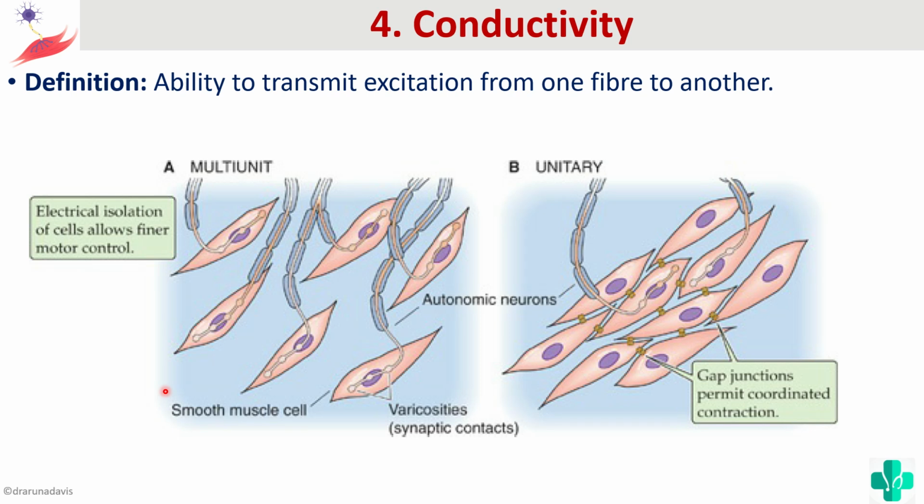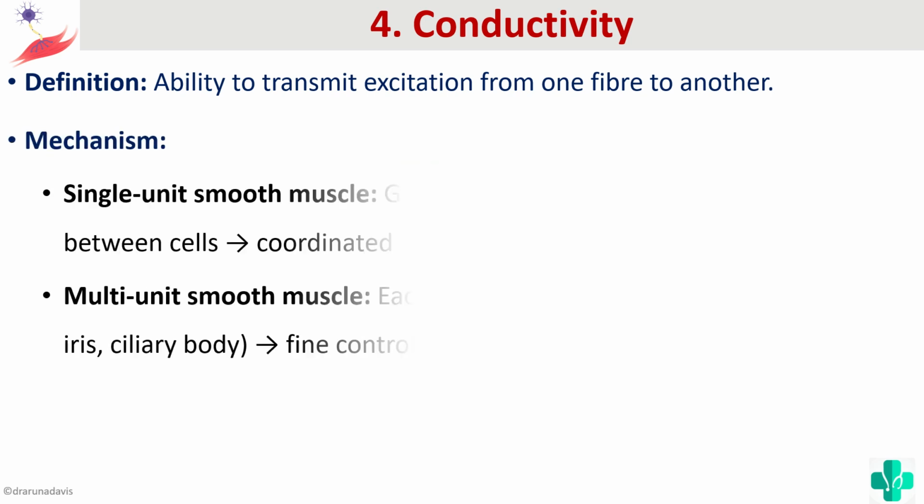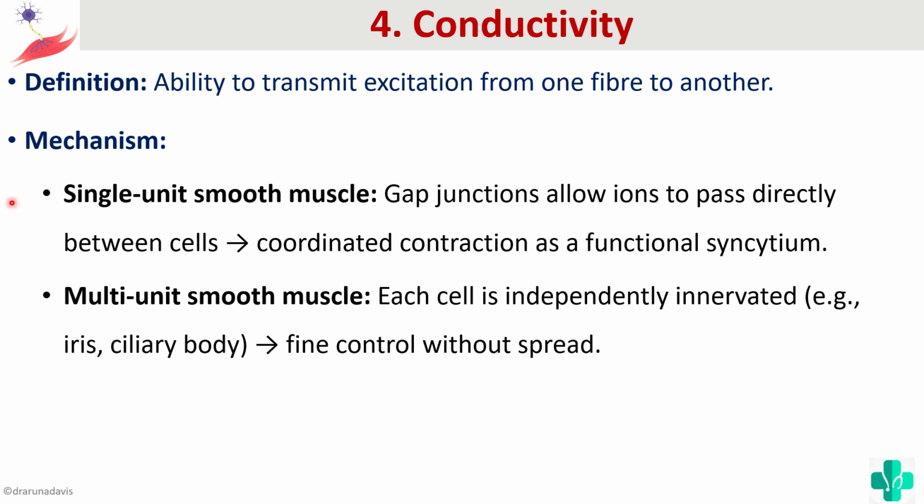But what about unitary? In unitary we've got gap junctions, and the stimuli is actually spread through these gap junctions so that this whole thing will work like a syncytium. So that is meant by conductivity. It can conduct the impulse to the other fibers. See, in single unit smooth muscles we've got gap junctions which help the ions to pass between the cells. So they'll act like a syncytium, whereas in multi-unit they are independently innervated.